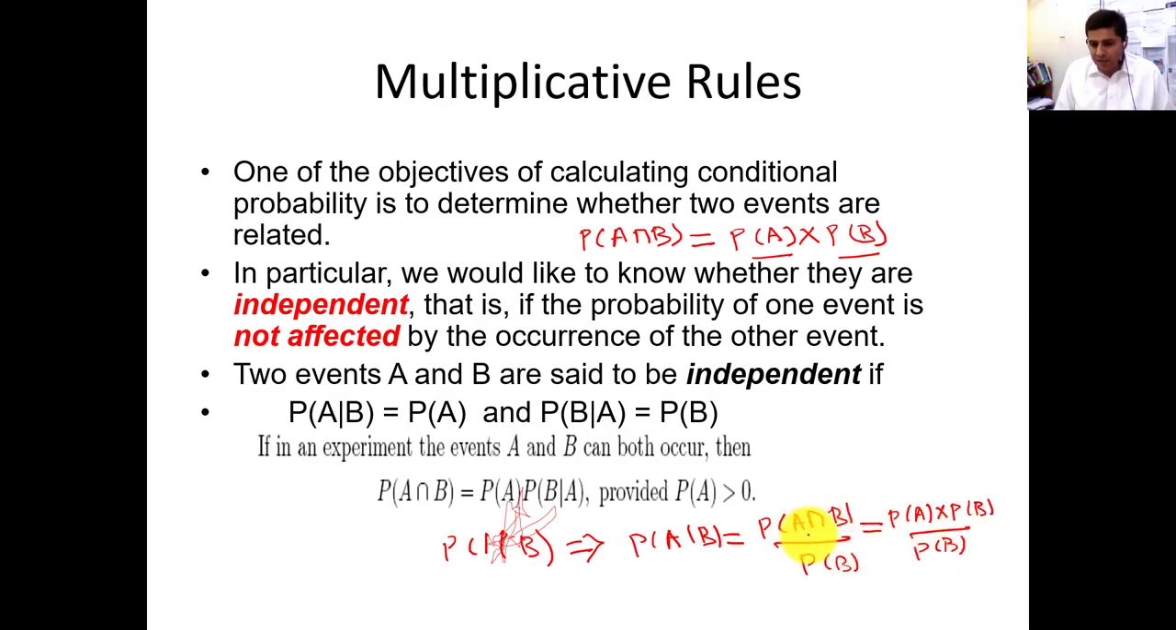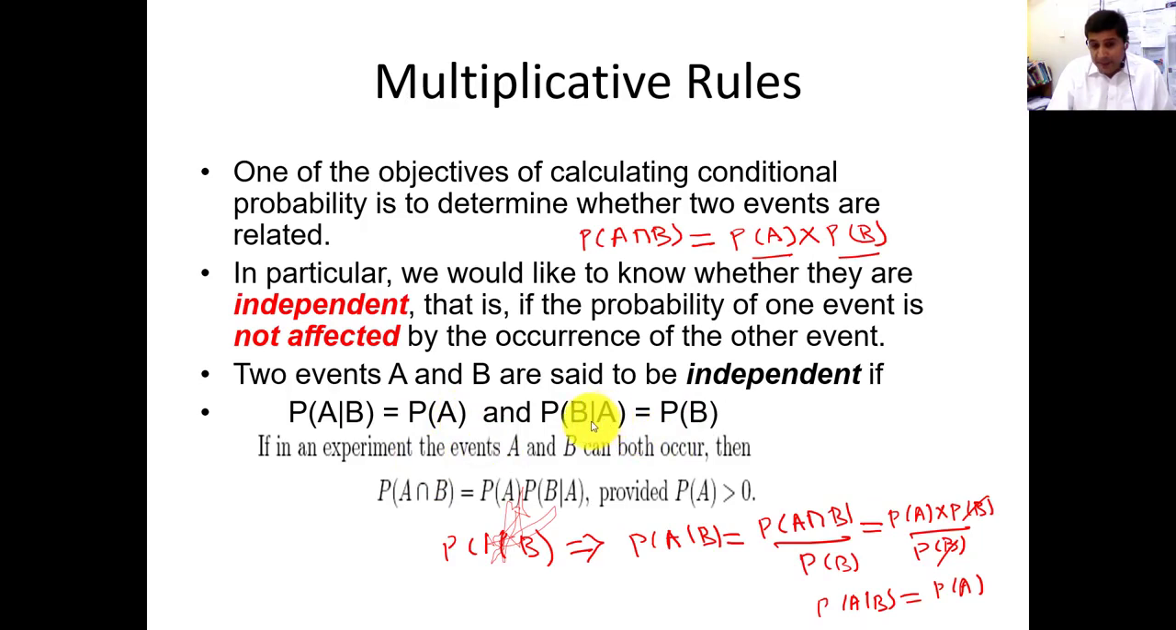So as you know, if A and B are independent, then we will write the probability of A intersection B is equal to probability of A into probability of B, and we will divide it by probability of B. So what will happen with this? This will be cancelled with this. So probability of A given B will be equal to probability of A. That is why we will write probability of A given B is equal to probability of A.